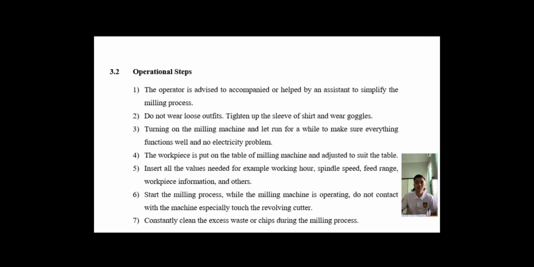The workpiece is put on the table of the milling machine and adjusted to suit the table. Insert all the values needed, for example working hours, spindle speed, feed range, workpiece information and others. Start the milling process. While the milling machine is operating, do not make contact with the machine, especially the revolving cutter. And then constantly clean the excess waste or chips during the milling process.